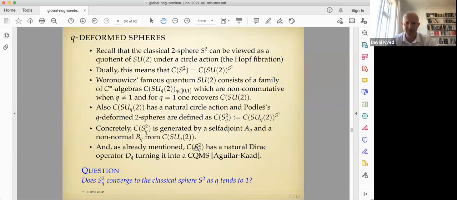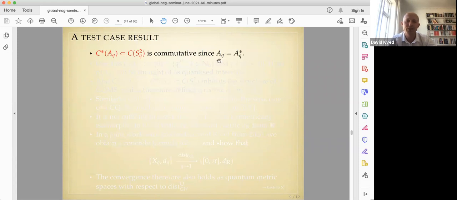So when things are difficult, you need to make them more difficult or less difficult. And we decided to make them less difficult. So we decided to decrease the problem a little bit and just zoom in on this self-adjoint element A. So remember, this C-star algebra C(S_q^2) was generated by a self-adjoint A and a non-normal B. So we only look at the C-star algebra generated by the self-adjoint element, and this is of course a commutative C-star subalgebra.